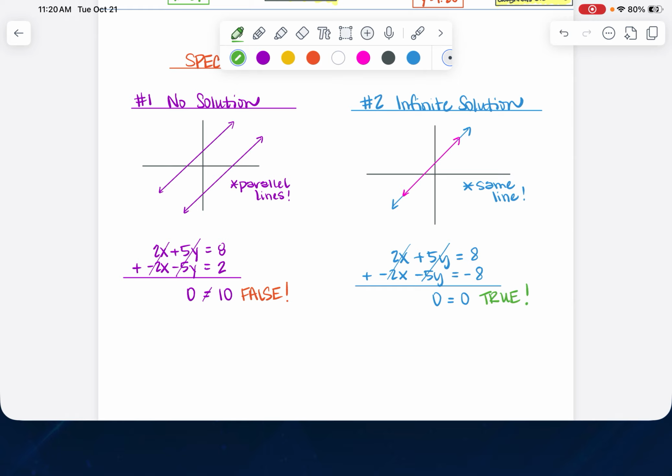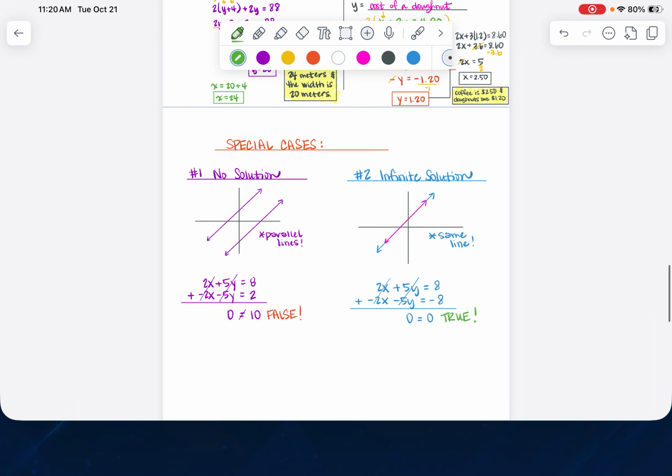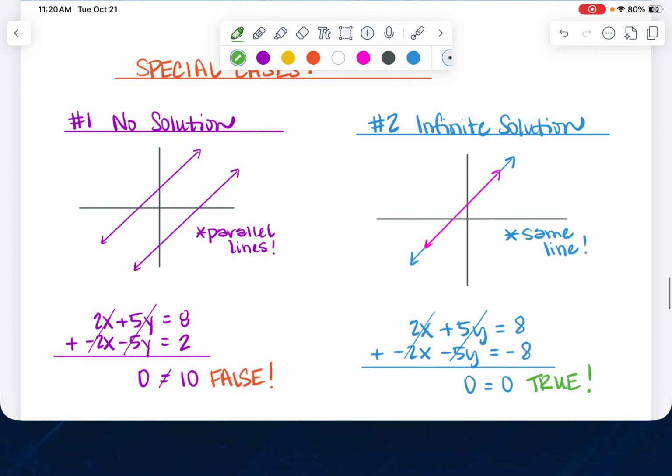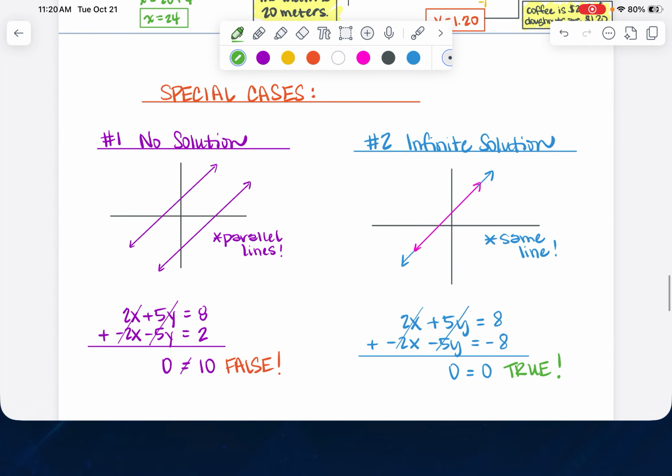And if all your variables cancel and you're left with a true statement like 0 equals 0, or maybe it's 8 equals 8, or negative 5 equals negative 5, whatever you're left with, if it's true and all the variables are gone, that is an infinite solution scenario. Okay? So I just wanted to review that really quick because it didn't pop up anywhere on the review, but I guarantee it'll be on your test somewhere. So just make sure you are familiar with those or you remember them from class.